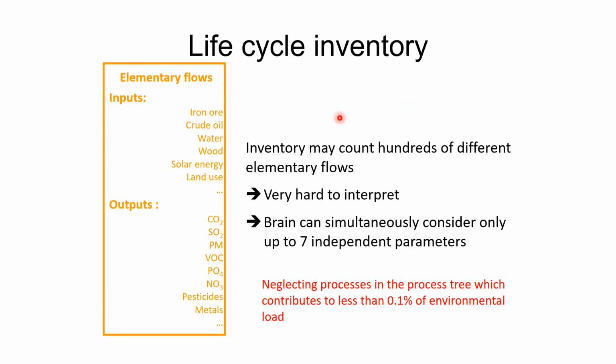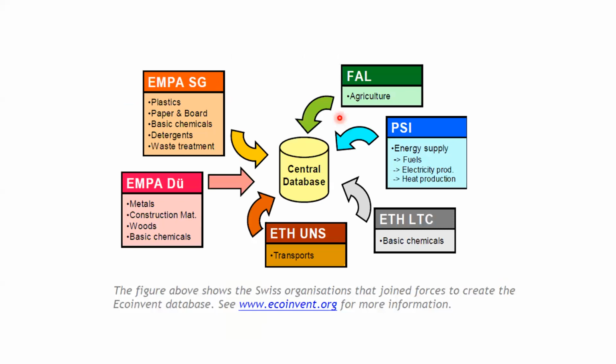So you have the inventories coming in, because there will be hundreds of different elementary flows. We use 3 of them. It is very hard to interpret sometimes, because if it's more than 7, our brain cannot process it. So we neglect the process in which the contribution is less than 0.1%.